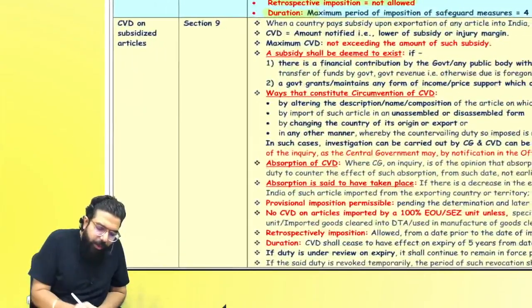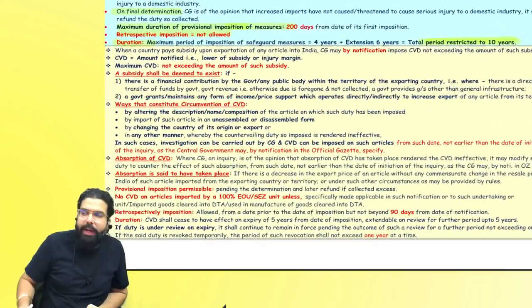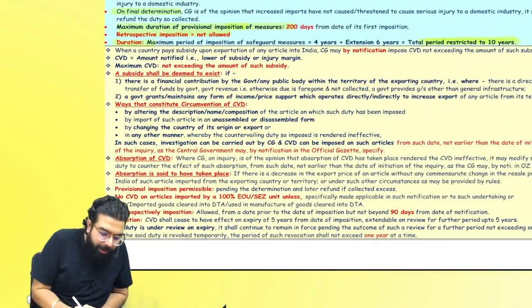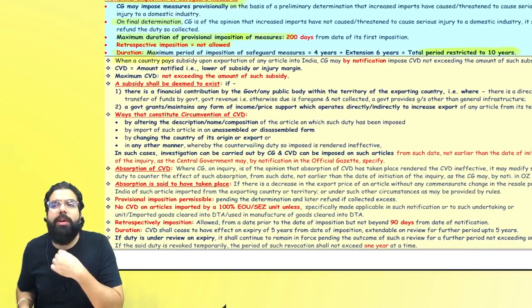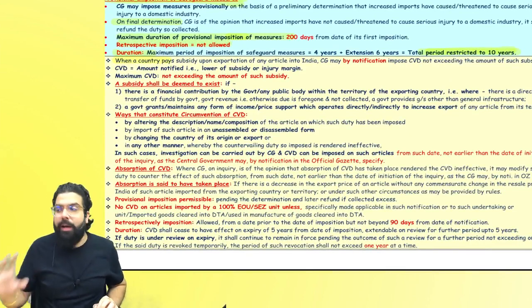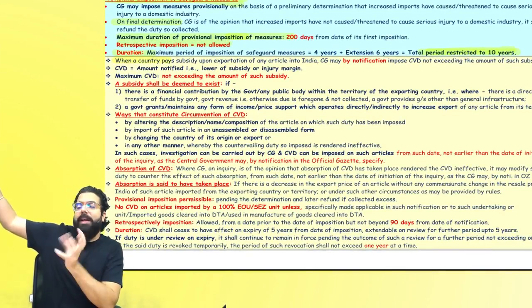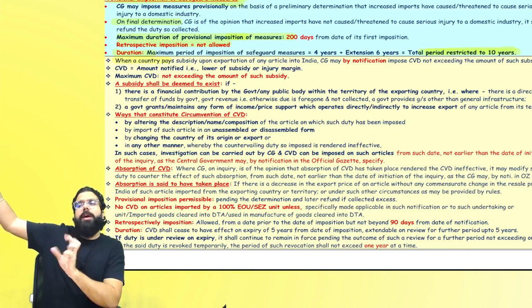Let's go ahead and read this. Section number 9 over here says CVD on subsidized articles. So for an example, one country is going ahead and giving subsidy. Indian government will go ahead and charge what? Anti-subsidy duty, which is also known as CVD on subsidized article. One country giving subsidy, Indian government charging anti-subsidy duty, which is CVD on subsidized article.